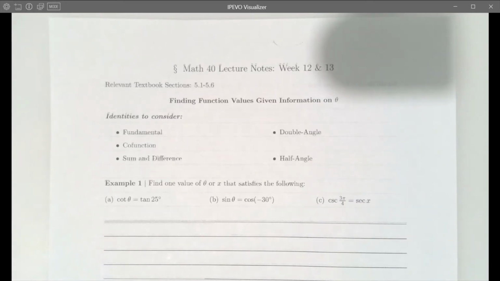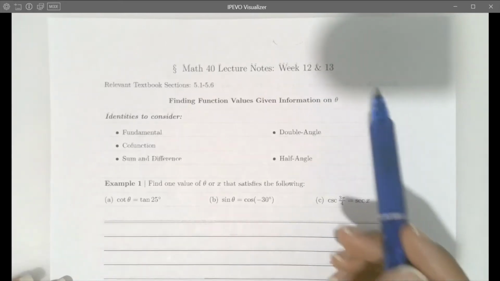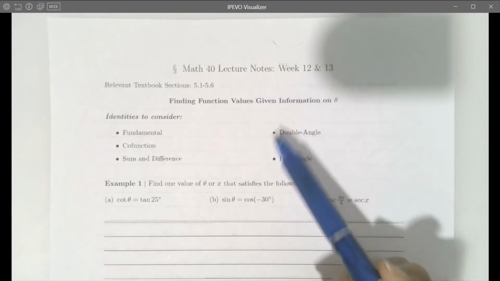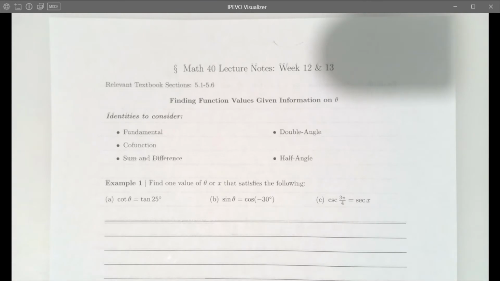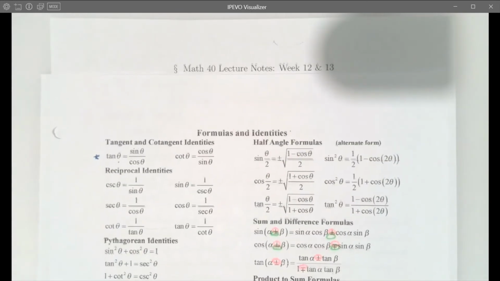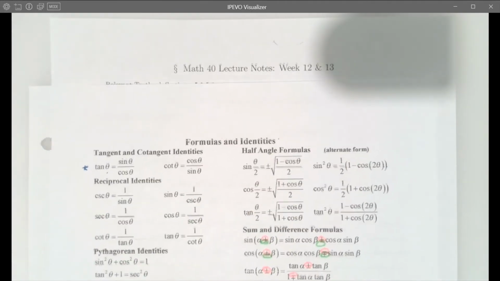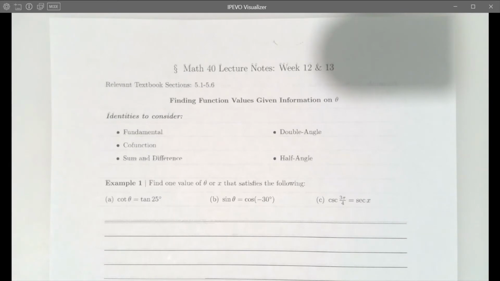Welcome to Math 40. In this lecture video, we're going to be considering lecture notes week 12 and 13, which were recently posted onto Canvas. I do encourage you to have your formulas and identity sheet handy, as these lecture notes will still address problems that use these formulas. So it's a good idea to have this on the side, that way you can refer back and forth.